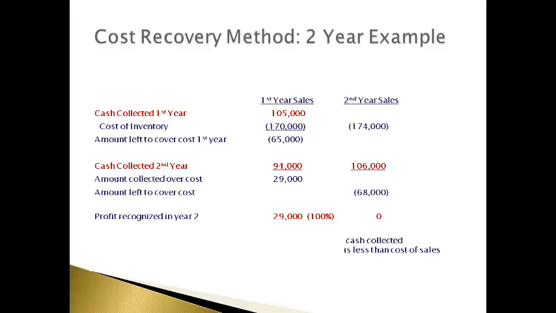Notice that the sale occurred in the first year, and the revenue and the gross profit will all be reported in the second year once cash collected exceeds the cost of goods sold. The cash collected on the second year sales is lower than the cost of goods, and no revenue or gross profit is recorded for the second year sales until cash collected is higher than the cost of goods.